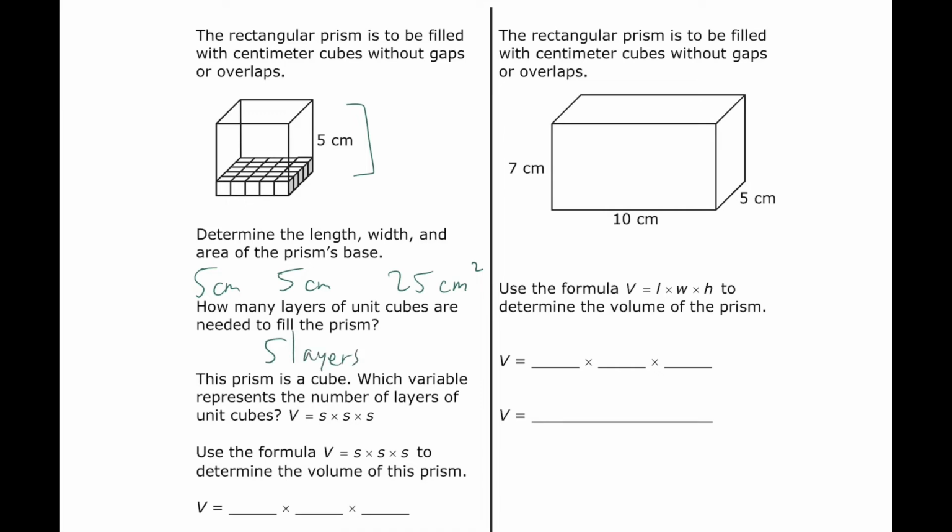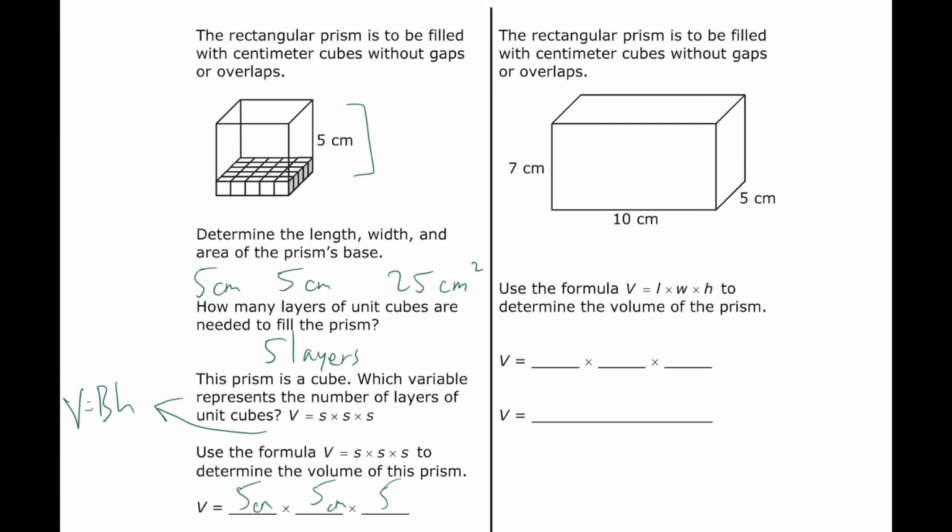So the prism is a cube. Which variable represents the number of layers of unit cubes? And so I have volume equals side times side times side. Now this is really the same as volume equals base area times height. My base area is really just side times side, and then I'm multiplying that by the side length. So this works for all cubes, does not work for anything else. So this is a special formula for cubes, but you don't even have to memorize this because it is exactly the same as that. Use the formula volume equals side times side times side to determine the volume of the prism. So it's just 5 times 5 times 5.